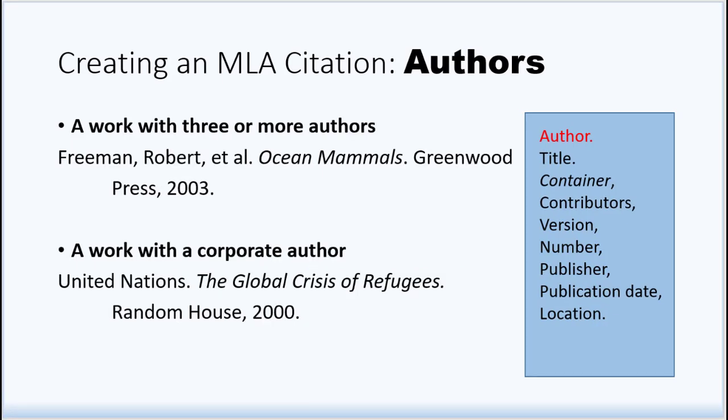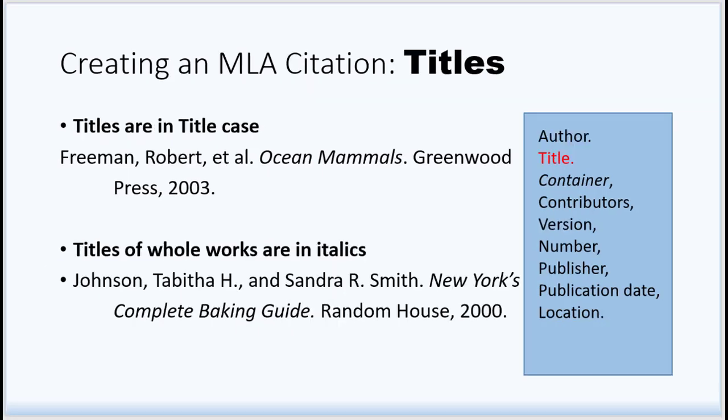For three or more authors, give only the first author, last name first, first name last. Follow this with a comma, a space, and then put the Latin abbreviation et al., followed by a period. Et al. means and others. With an organizational author, the entity is written in standard form, followed by a period.